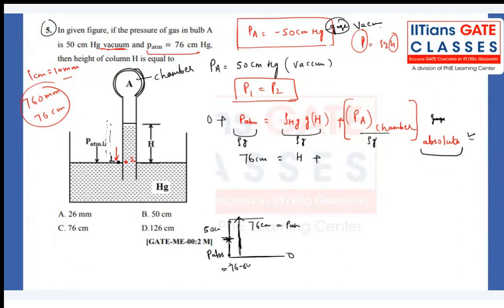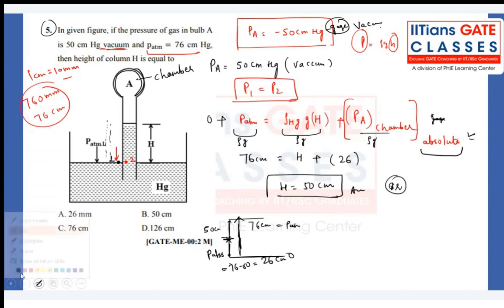Then what is my absolute pressure? 76 minus 50, 26 centimeter. Either you say at a particular location the value is minus 50, or you say in terms of positive value, 26. So what is the height? 50 centimeter only. That is your answer. Either you can think like this, or we have a second solution also, right? Especially in my classes, you will not be having any single doubt. If you are creating the doubt, you will be creating it unnecessarily from your end. From my end, things will be clarified.